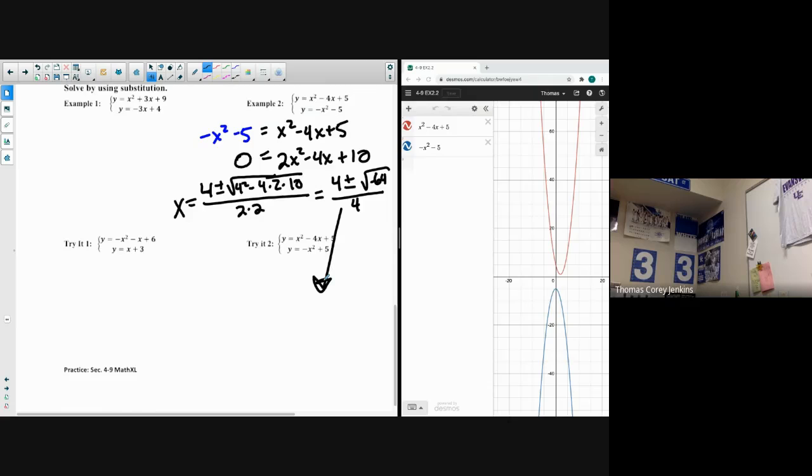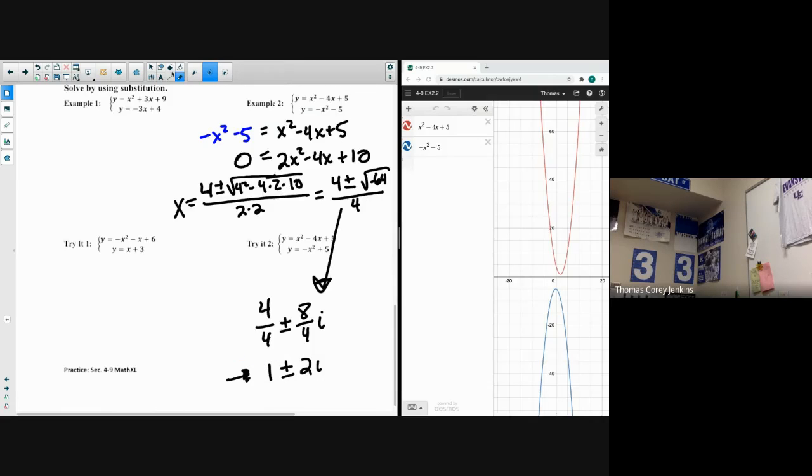So good review anyways. As I do, I would get 4 over 4 plus or minus, that'd be equal to 8i over 4, which we can simplify down to 1 plus or minus 2i. All right, so that would be actually my x coordinates.